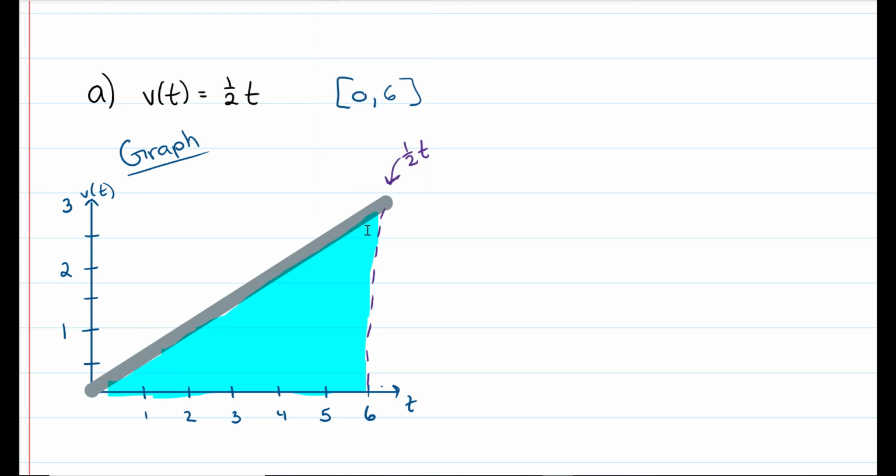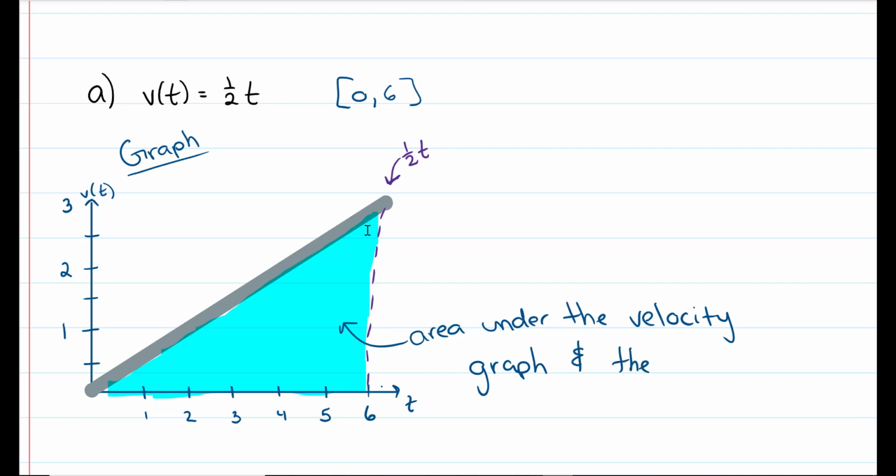So my goal is to find this highlighted area. Well, it's actually not too complicated. But we want to make note that the area under the velocity curve and the x-axis is the distance traveled.